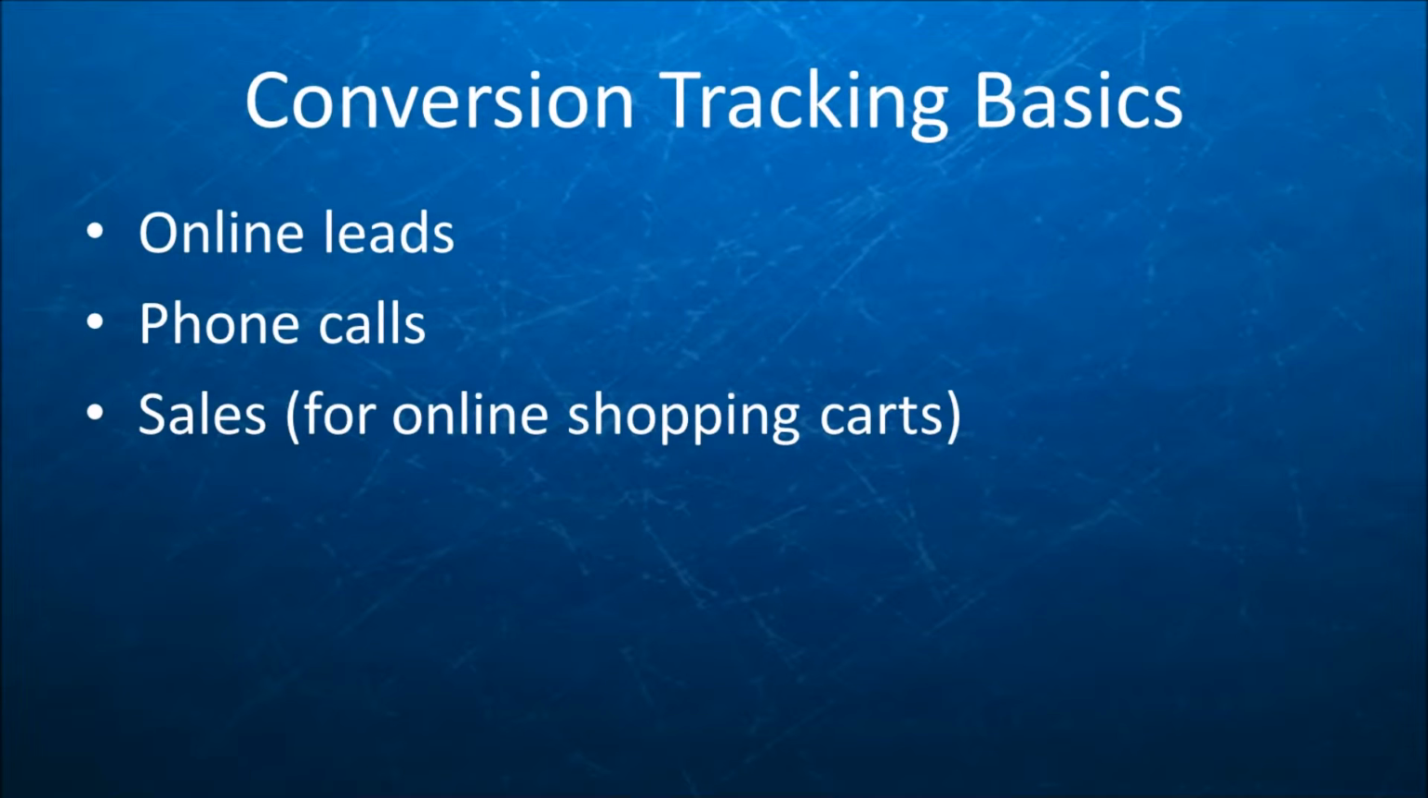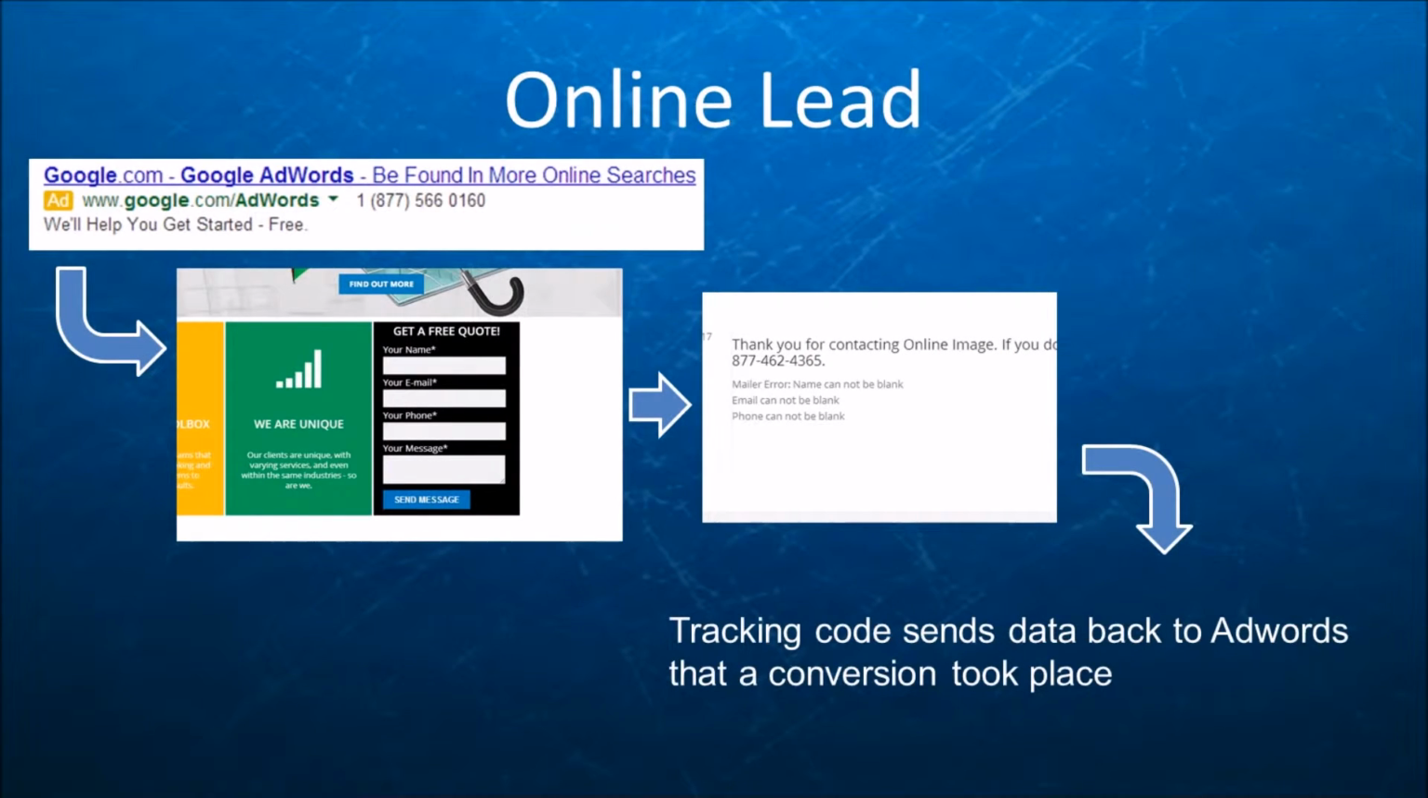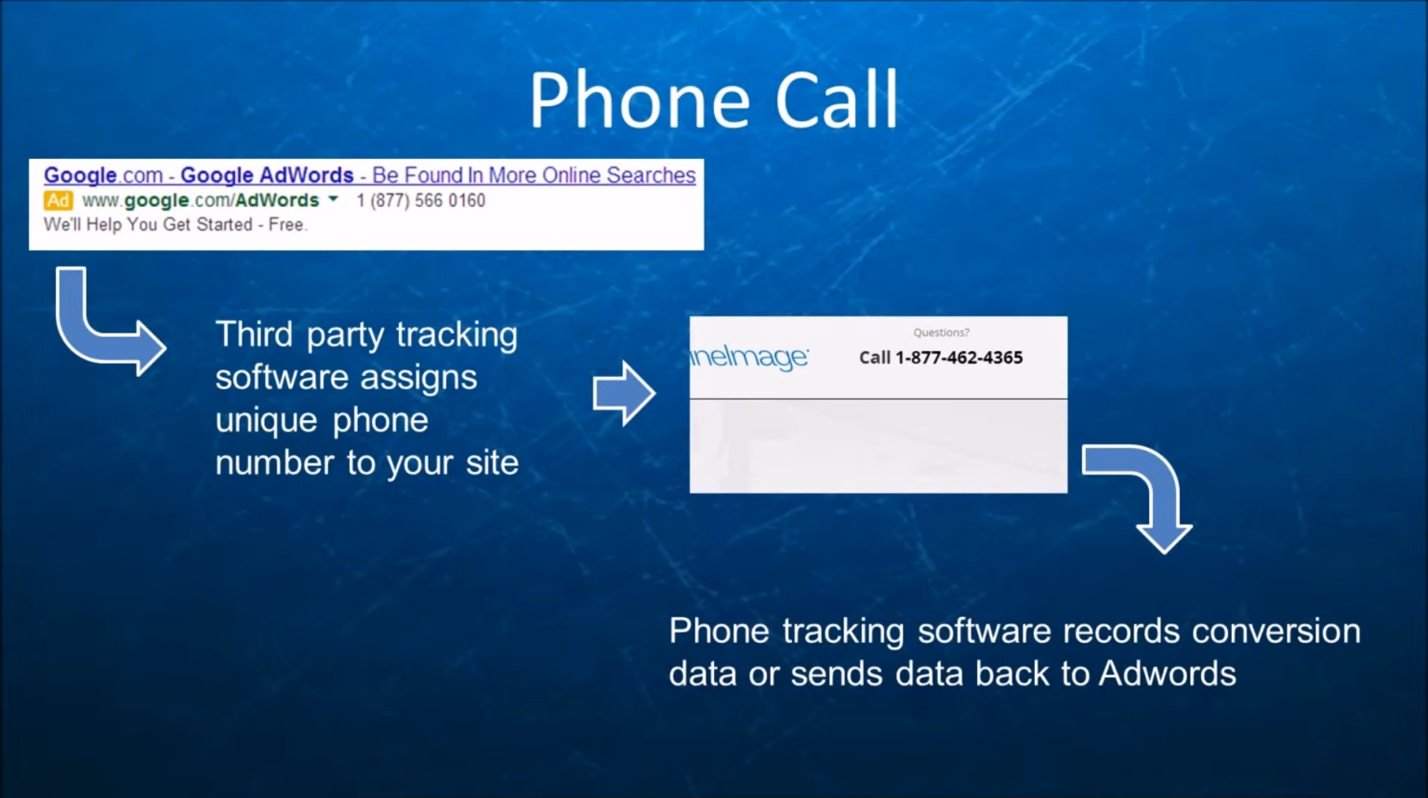So let's talk first about online leads. The way an online lead works is that a customer is going to click on your ad. They're going to come to your website and fill out a web form, and then they're going to end up at your thank you page. On that thank you page is going to be a bit of code that we have to install that's going to send data back to AdWords to say, "Hey, a conversion took place." From that, we can optimize and know that something works. Let's keep doing what's working.